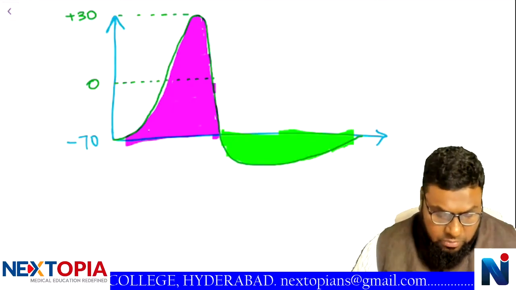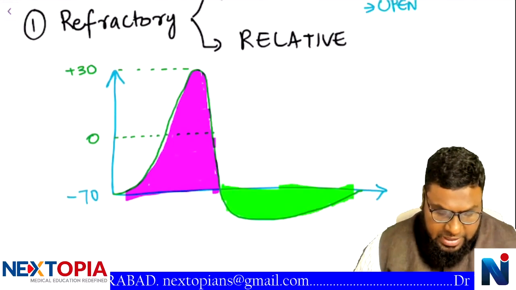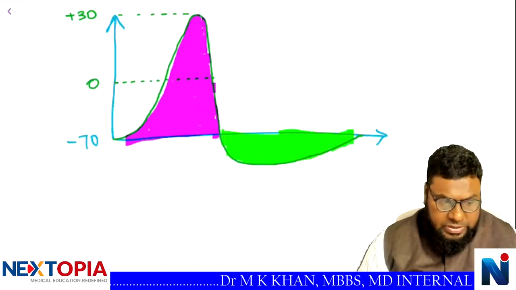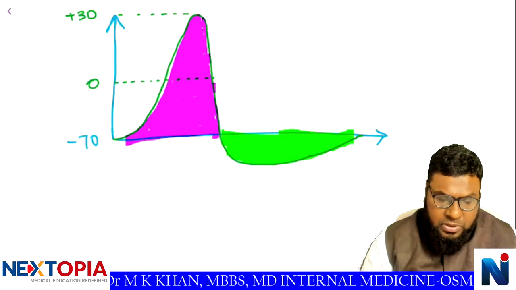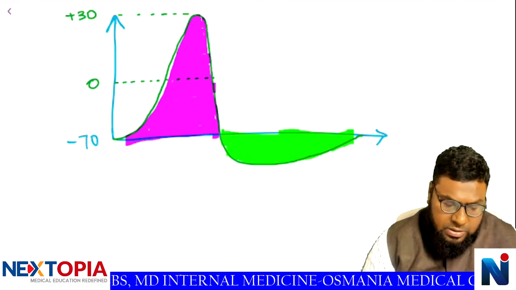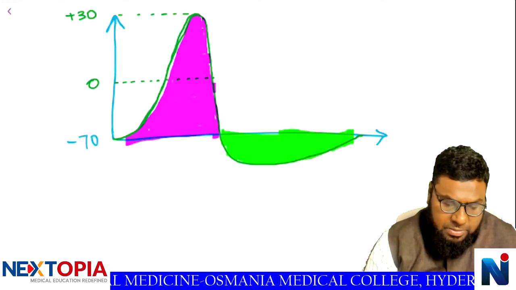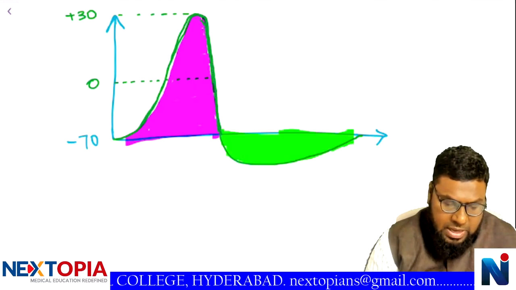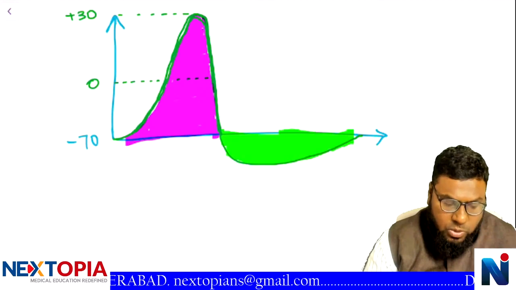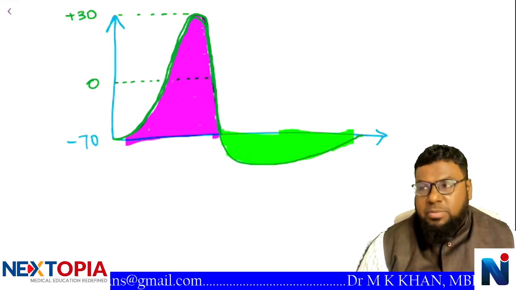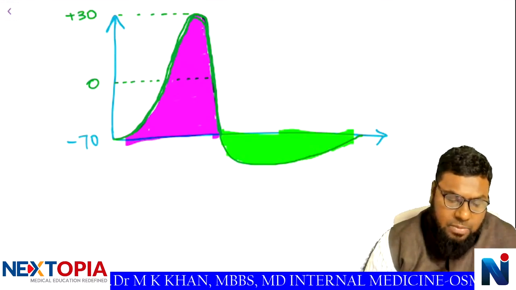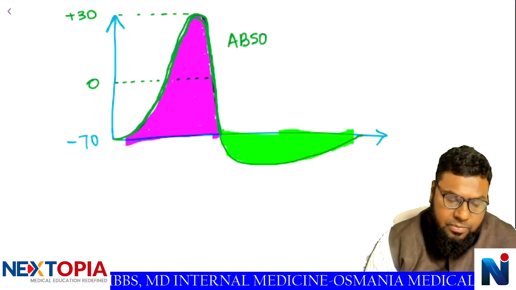So welcome back. We were discussing absolute refractory period and relative refractory period. In this diagram, the pink shading which I did of the action potential is depolarization followed by repolarization till it reaches the resting membrane potential. In this, no matter how strong the stimulus is, a second action potential is not generated. This is because of fast sodium channels, and you're calling it the absolute refractory period.